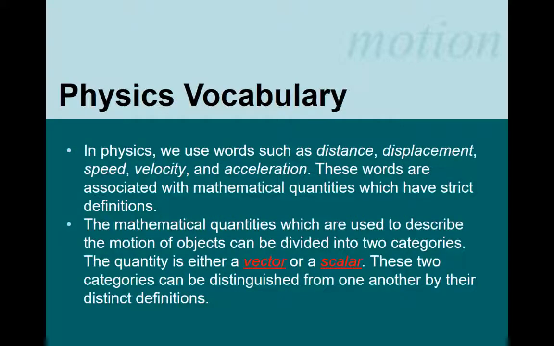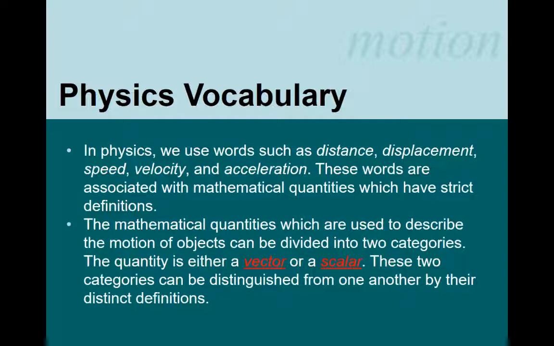Now, in physics, we use the words distance, displacement, speed, velocity, acceleration. These are all things you've probably heard before, but they are associated with a very mathematical quantity, and as such, in physics, they have a very strict definition. The mathematical quantities which are used to describe the motion of objects can be divided into two categories. It's either going to be a vector or a scalar.